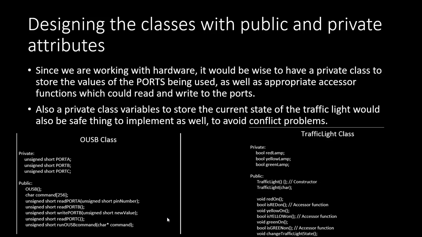And then if you have a look over to the traffic light class, as you can see, the lamps are private, again to avoid conflict problems. And then in the public area, we have the functions, where if the function's been hidden in the code, that's when it runs. So it's pretty much the blueprint of the project.